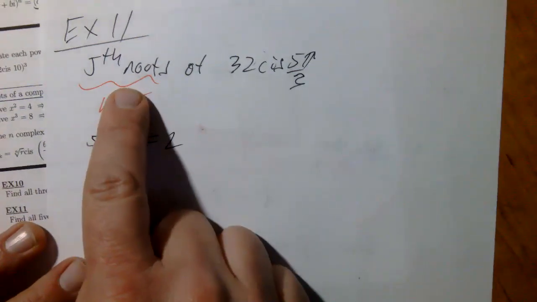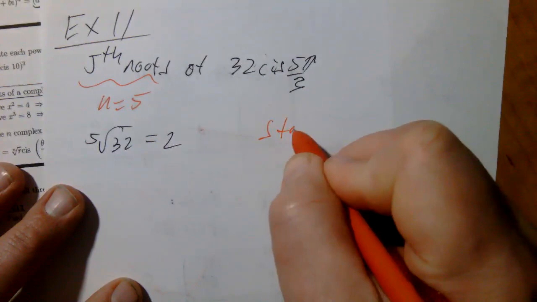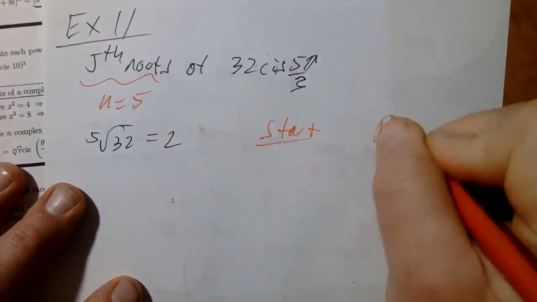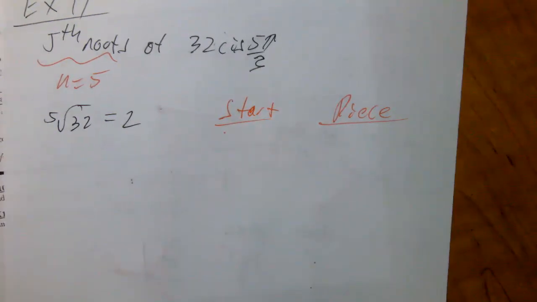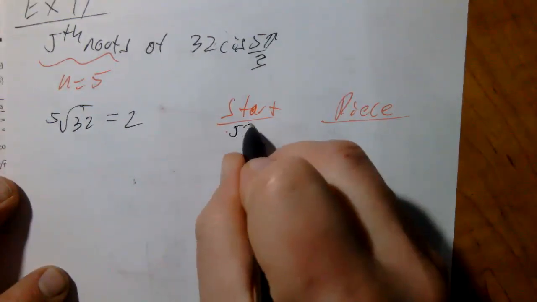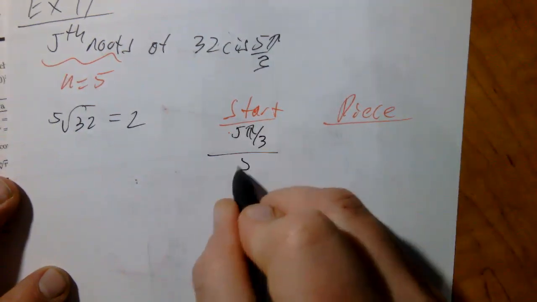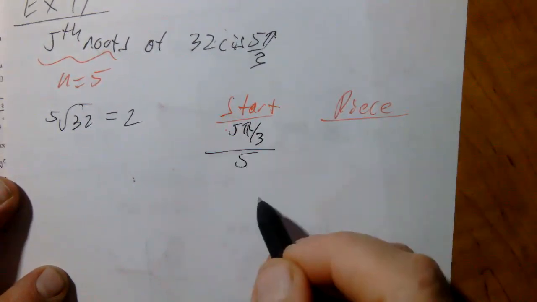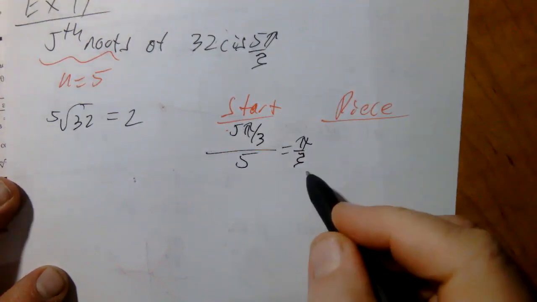But there are 4 other ones, because there's 5 answers here. There's 4 other ones that the calculators are not giving you, okay? So how you get to those, think of it as you have a start, and then you have a piece. My start here is you take the 5 pi over 3 and divide by how many roots you want, which in this case is 5. When you do that, you get pi over 3. So that's where you're starting.